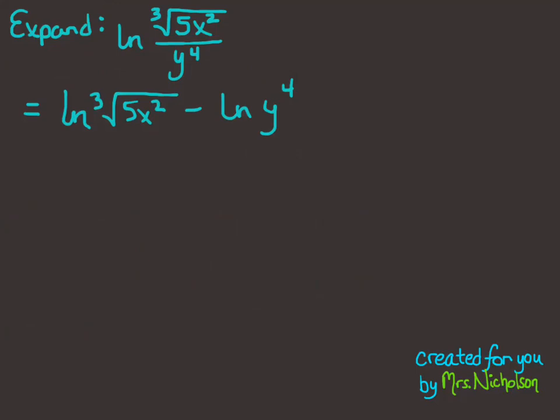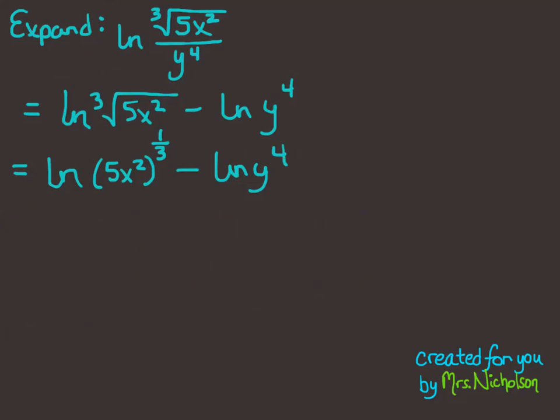Now in this first term, I've got a product, 5 times x squared, but I also have the whole thing under a cube root. And so we really need to deal with that cube root first. First of all, I'm going to rewrite it as an exponent. And I'm going to put parentheses around 5x squared because that cube root, which now I'm writing as an exponent of 1/3, is for both the 5 and the x squared. And of course my next term is still going to stay the same, natural log of y to the fourth.